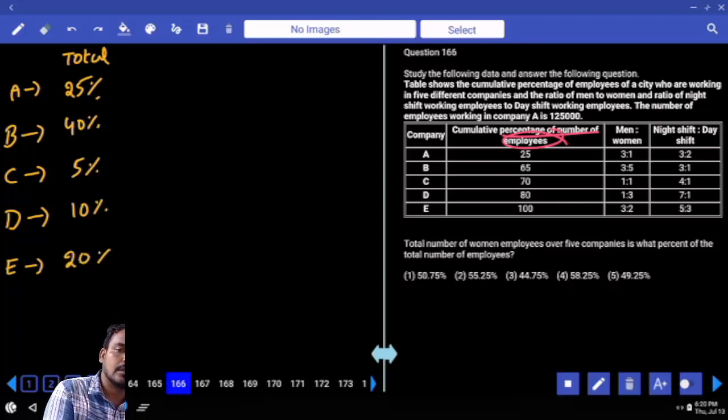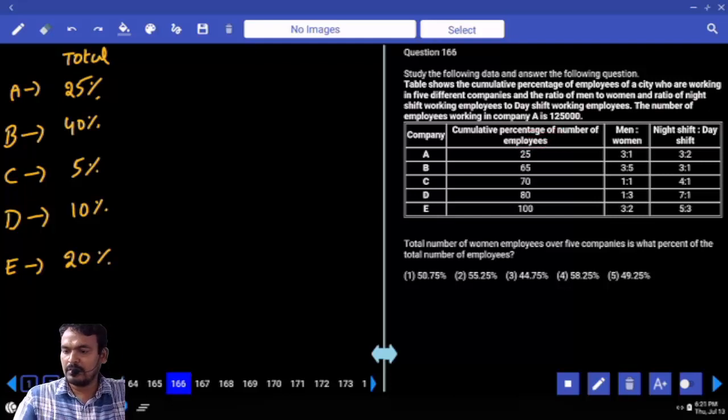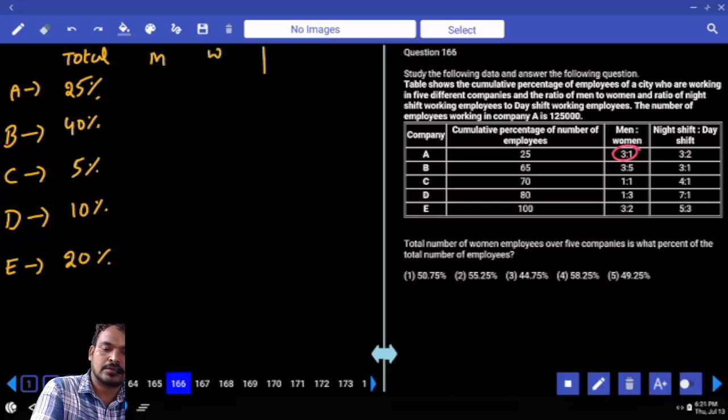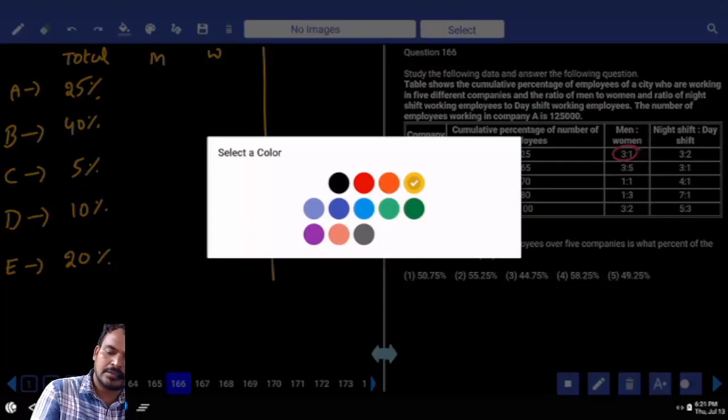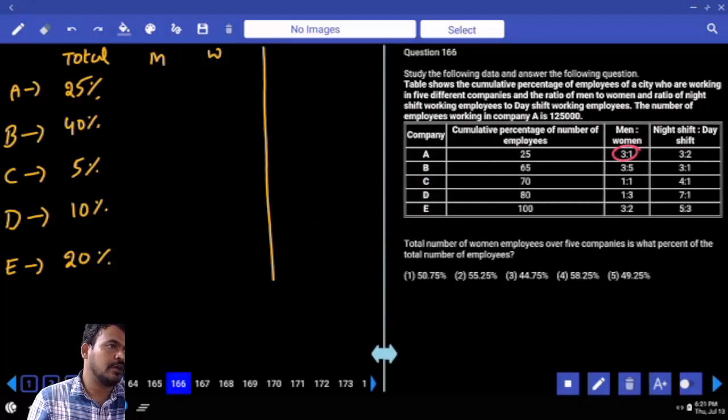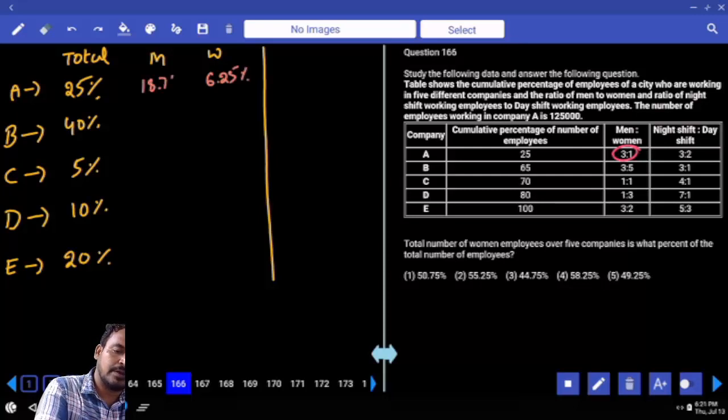Cumulative percentage. Next, in 25%, what is the men and women ratio? 3:1. Total how many parts? 4 parts. 4 parts are how much? 25%. Every one part is 6.25, which means women is 6.25. Men will be 18.75%. Okay. Next, in 40%, what is the men and women ratio? 3:5. Total how many parts? 8 parts. Every part 5. 5 3s are 15. 5 5s are 25.